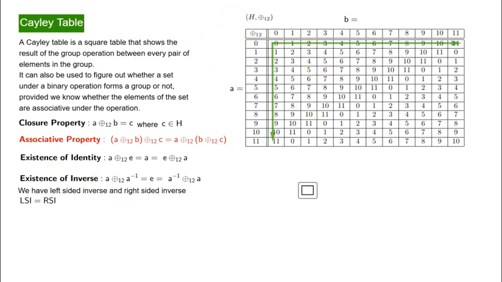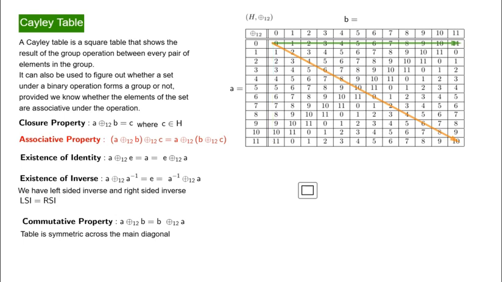But if we also want to figure out whether it is an abelian group or not, we have to figure out the commutative property: A addition modulo 12 B is equal to B addition modulo 12 A. So here, just focus on the main diagonal and see whether it is symmetric across the main diagonal.